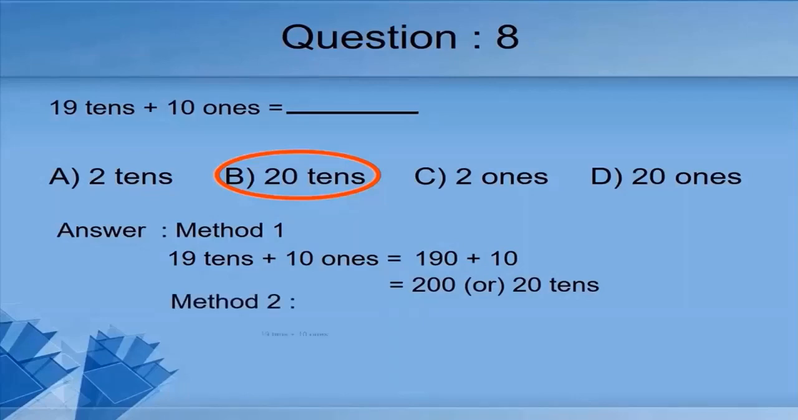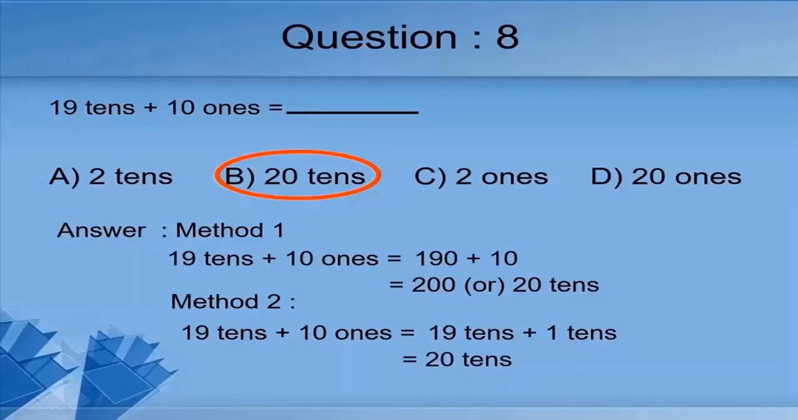Method 2. 19 tens plus 10 ones equal to 19 tens plus 1 ten. Here we are converting ones into tens. 19 tens plus 1 ten equal to 20 tens. 19 tens plus 10 ones equals to 20 tens.